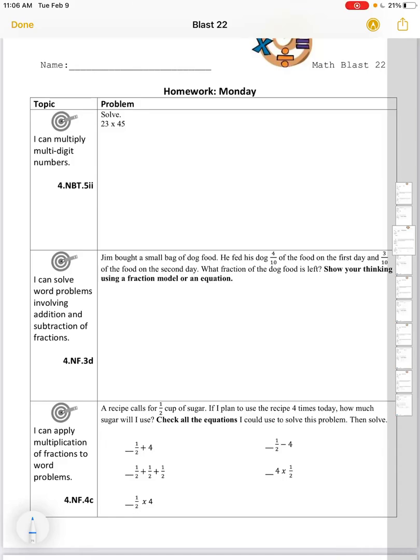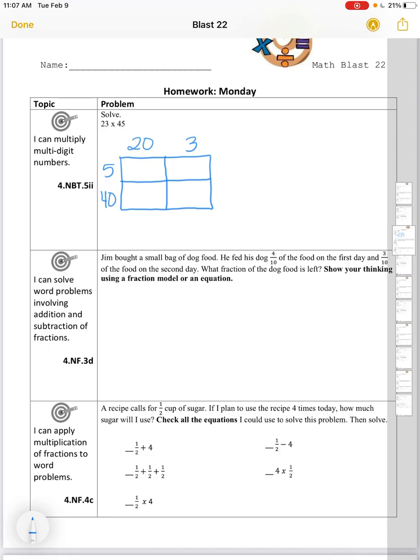Math Blast 22. I can multiply multi-digit numbers. Solve 23 times 45. Here I'm going to use the area model. 23 would be 20 and 3. So I'm going to put 2 columns in my area model. And 45 is 40 and 5. So I'll put 2 rows in my area model.